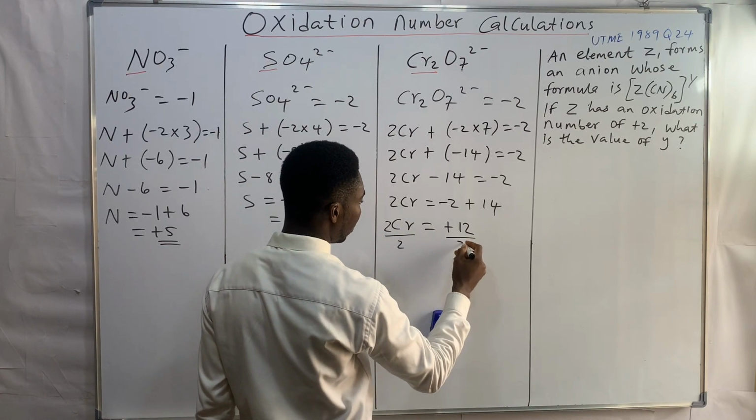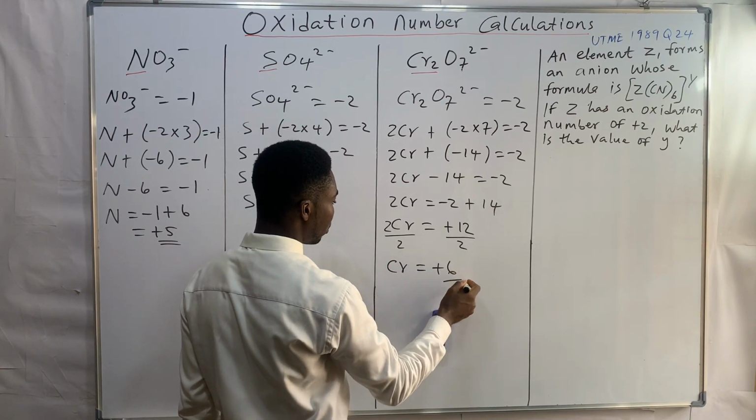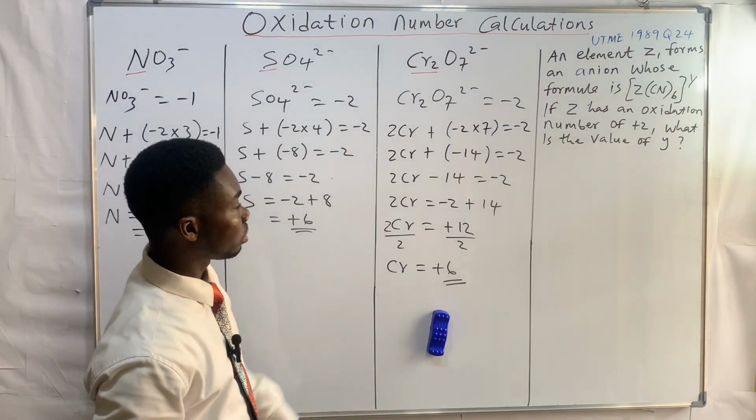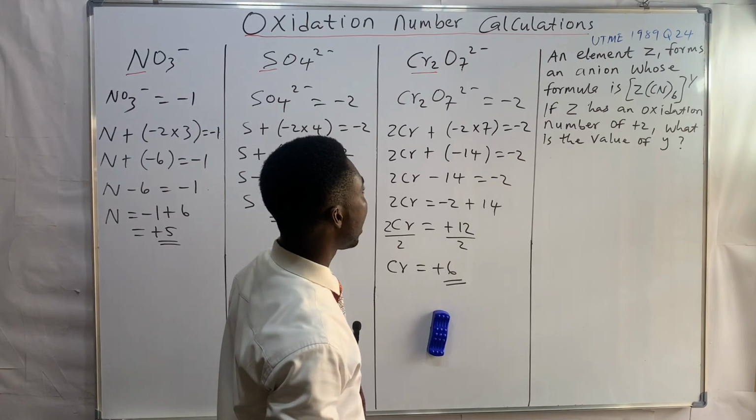So when we do that, chromium becomes what? Plus 6. So this is the oxidation number, or the oxidation state, of chromium in this polyatomic ion.